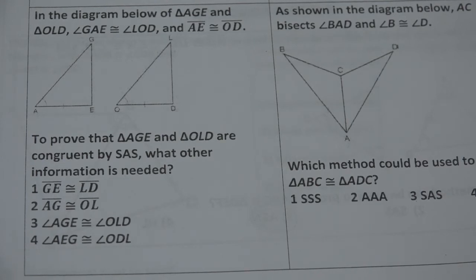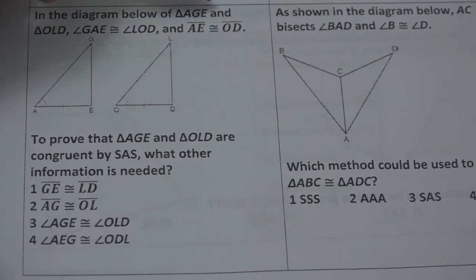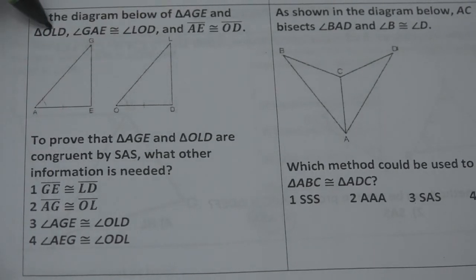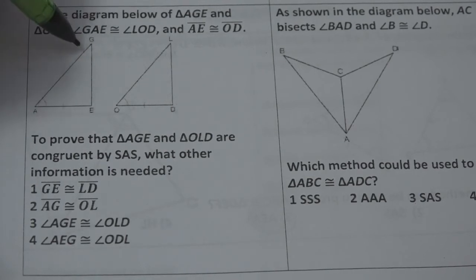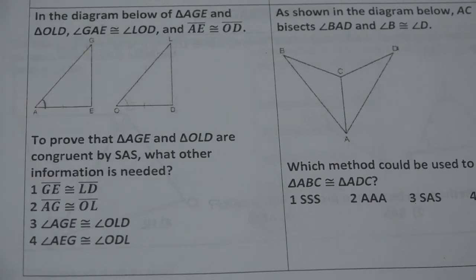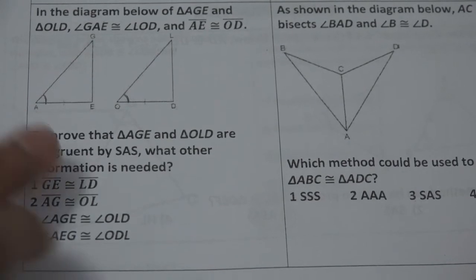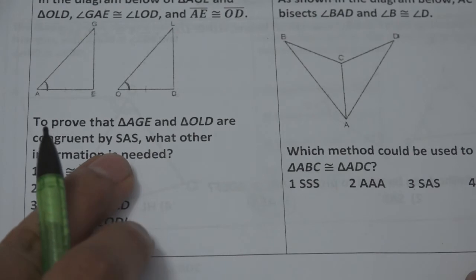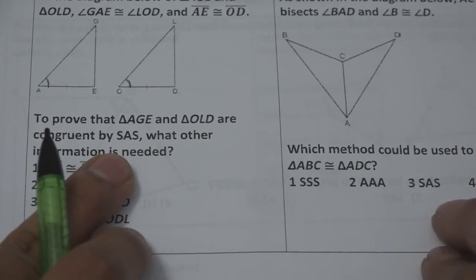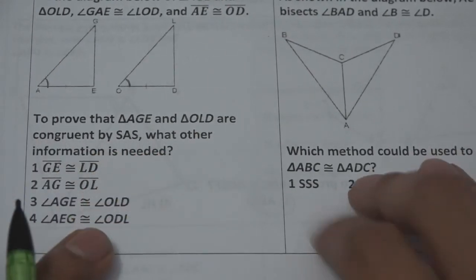It says, in the diagram below of triangle GAE and triangle LOD, angle GAE, right here, is congruent to angle LOD. So what's up? To prove that these two triangles are congruent by side-angle-side, what other information is needed?